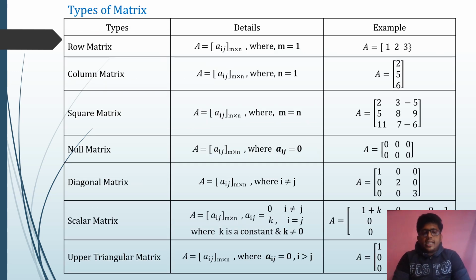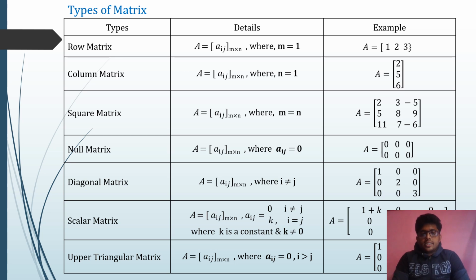There are different types of matrix, such as row matrix, column matrix, square matrix, null matrix. A row matrix is a matrix where the number of rows equals 1. Similarly, a column matrix is a matrix where the number of columns equals 1. A square matrix is the most important type of matrix in our syllabus, where the number of rows and the number of columns are equal. And a null matrix is one where all the elements of the matrix are 0.